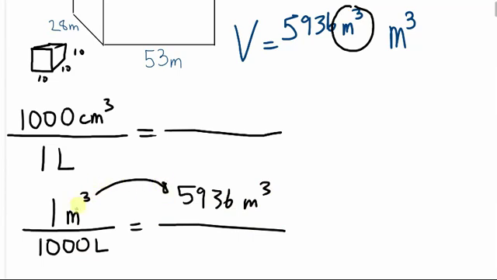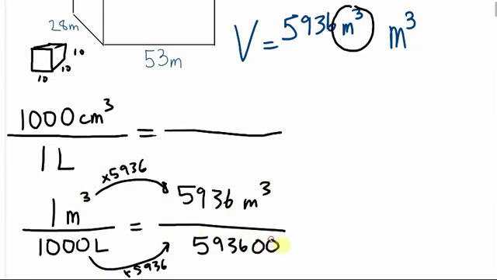Well, how do you go from 1 to 5,936? You multiply by 5,936. So 1,000 times 5,936, which essentially is, here's a little shortcut, 5,936 times 1,000 gives you a few extra zeros, and the unit would be liters. So there would be the capacity of this giant pool, 5.9 million liters.